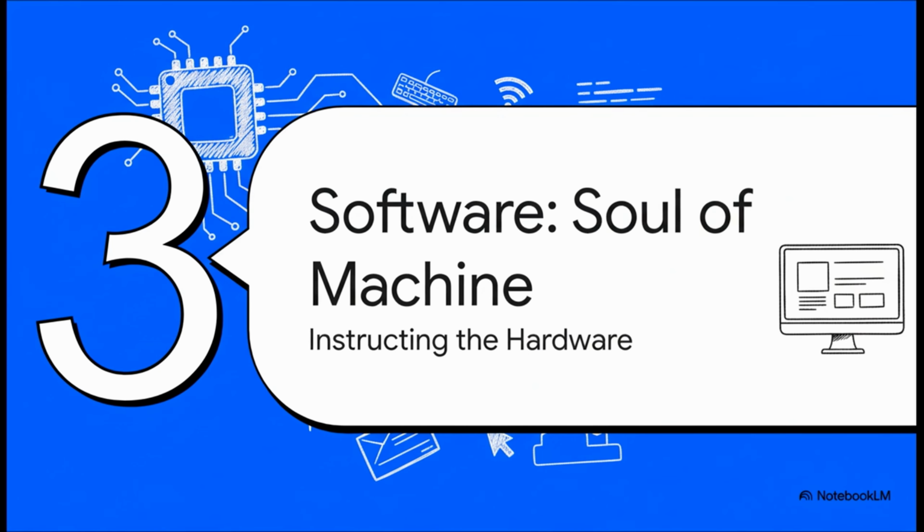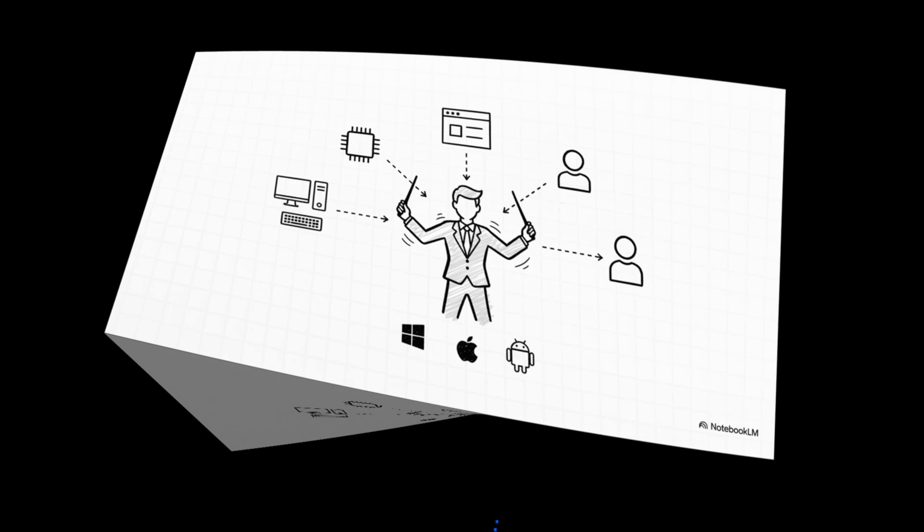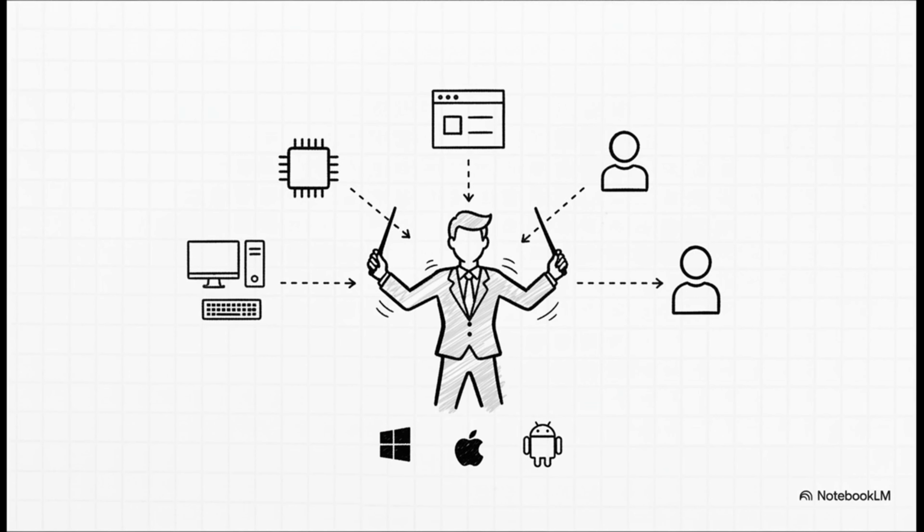You could almost call it the soul of the machine. Now, the most critical piece of software has to be the operating system. You know them: Windows, Mac OS, Linux, even Android on your phone. Think of them as the master manager of the whole operation. They're constantly juggling resources, launching your apps, and basically acting as the middleman between the hardware, all the other software, and you. They make sure everyone plays nice.